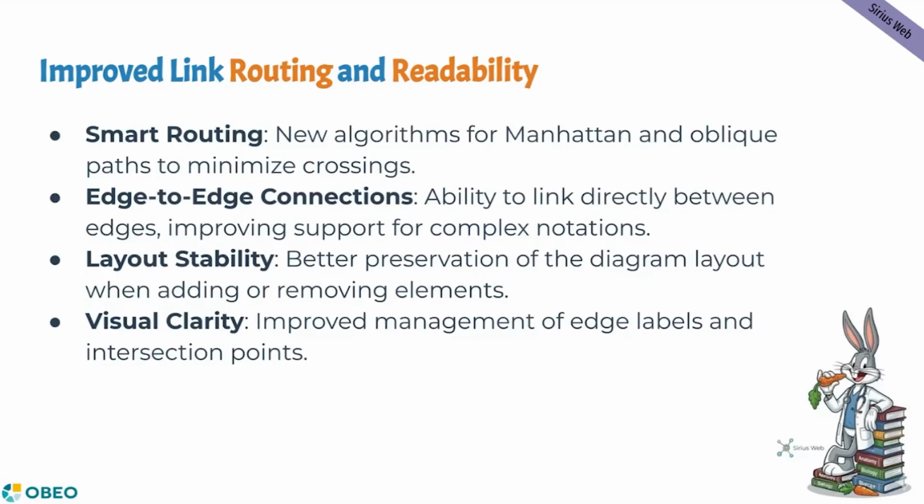Recent updates have improved link routing with smarter algorithms for Manhattan and oblique paths, as Stéphane just saw, better layout stability, and a clearer handling of labels and intersection. The result is that diagrams stay more legible and more professional looking without requiring constant manual adjustment from users.